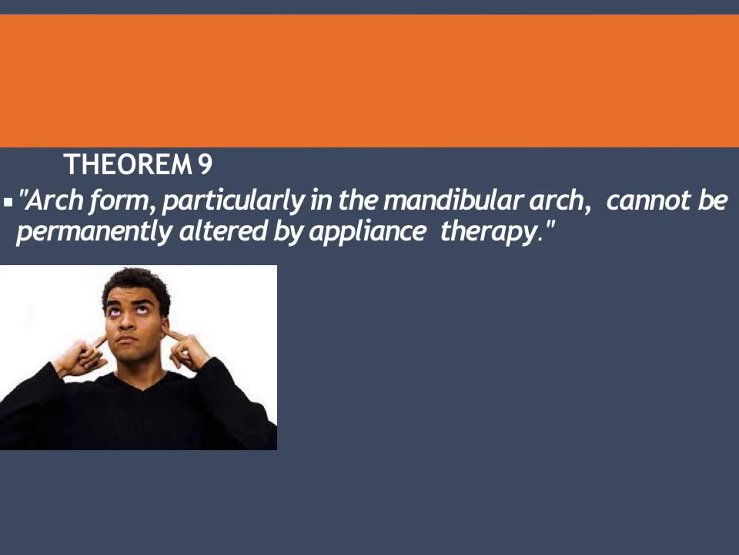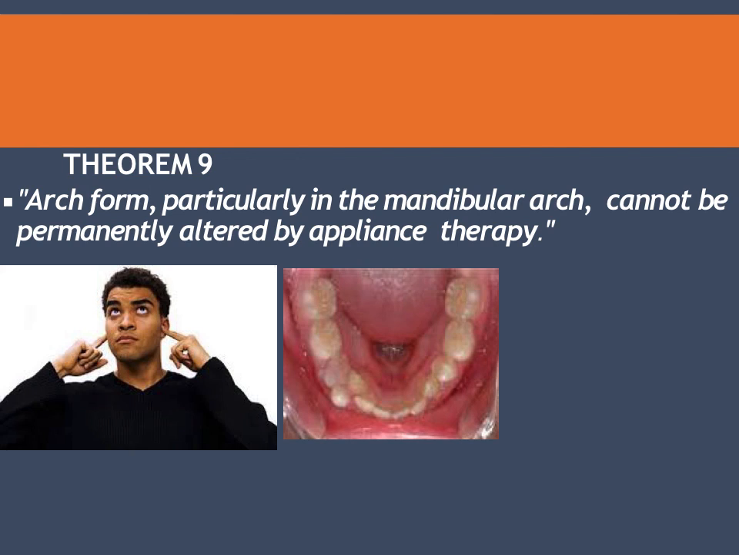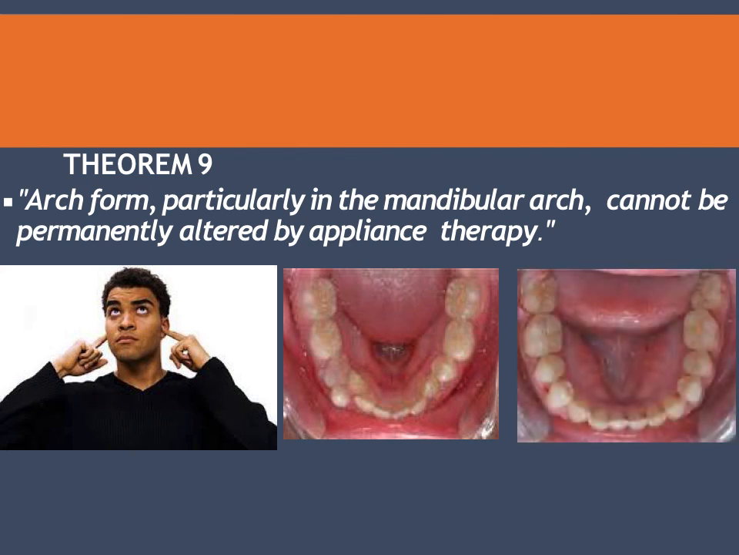Yeah, so theorem 9 says arch form, particularly in the mandibular arch, cannot be permanently altered by appliance therapy. If you do that, there are very high chances of relapse happening. So be careful when you have a mandibular arch like that. Maybe you can treat that by expansion in the maxillary arch. In the mandibular arch, if you change the arch form, make it so wide, there are very high chances of relapse happening.